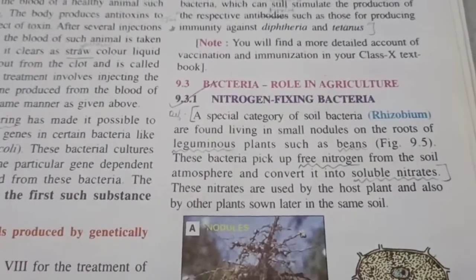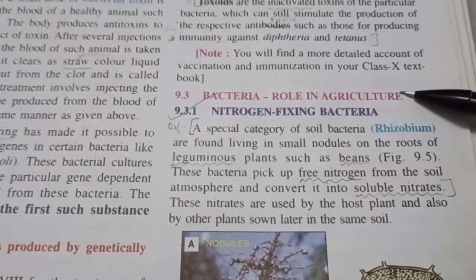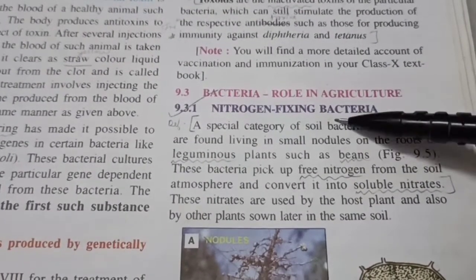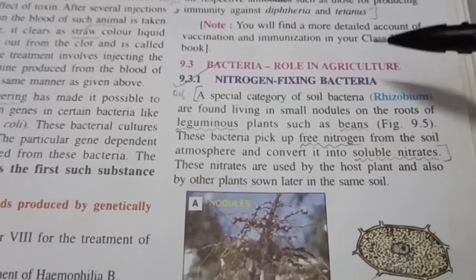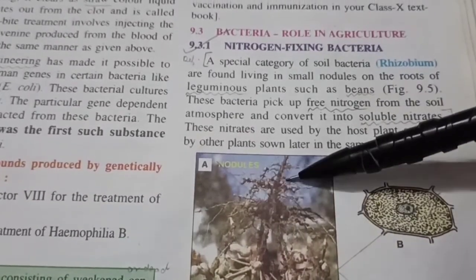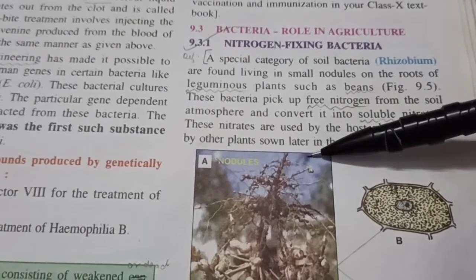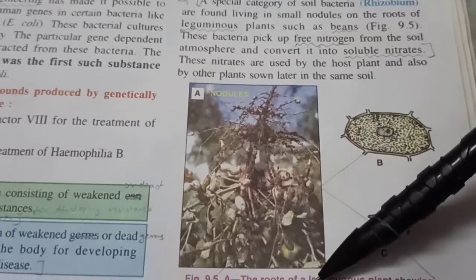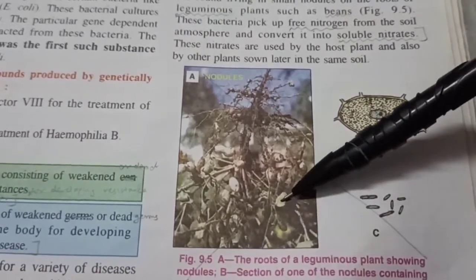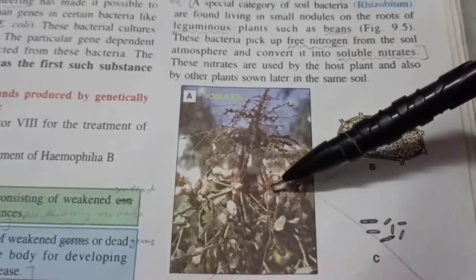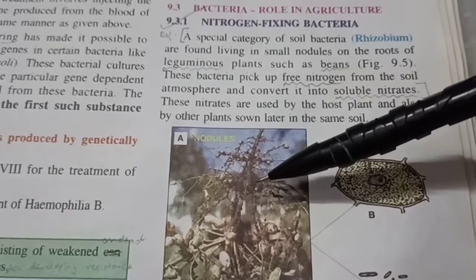Next, bacteria's role in agriculture. They are very important in agriculture. We have some nitrogen fixing bacteria. You see, there is a lot of nitrogen in air, but the plants cannot use gaseous nitrogen to make proteins. They have to absorb it via their roots through the soil in the form of nitrates or nitrogen salts. Then they can use it to make proteins, which is very important.